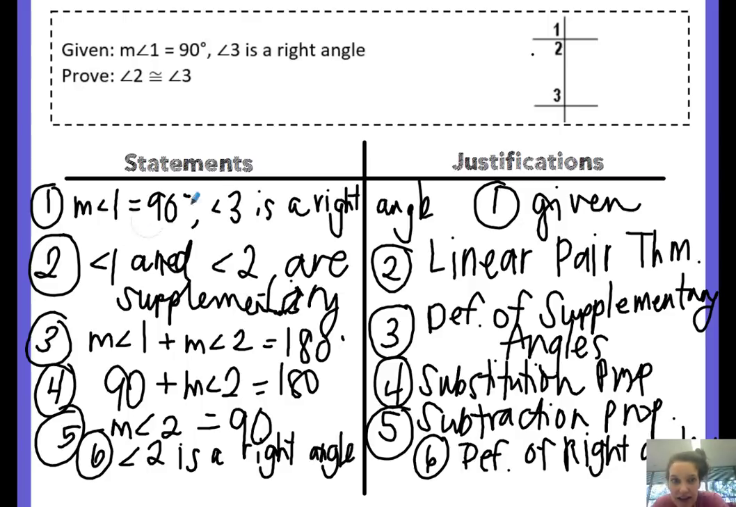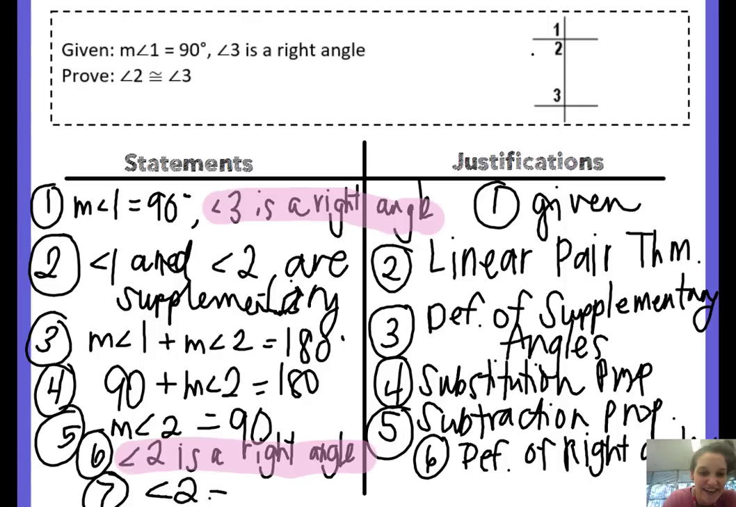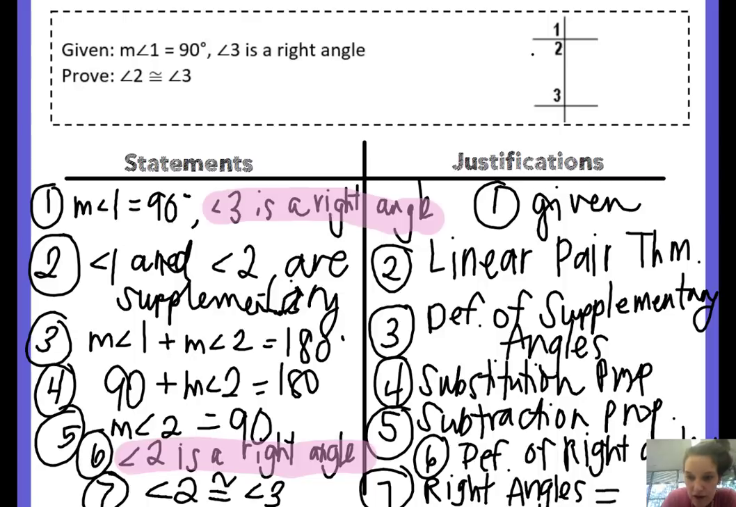Now, since angle 3 is a right angle, and angle 2 is a right angle, if angle 3 and angle 2 are both right angles, that means they have to be congruent to each other. Angle 2 is congruent to angle 3 because that's the right angles congruence theorem. And you can abbreviate congruence with this symbol. That's the right angles congruence theorem. If two angles are both right angles, they have to be congruent to each other. Whew! That one incorporates a lot of different ideas.